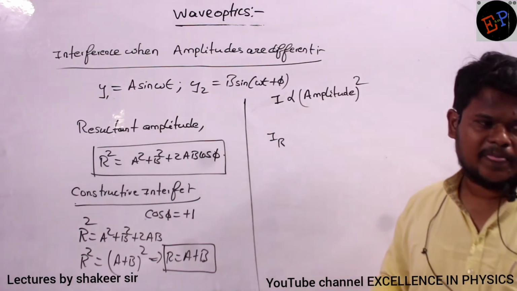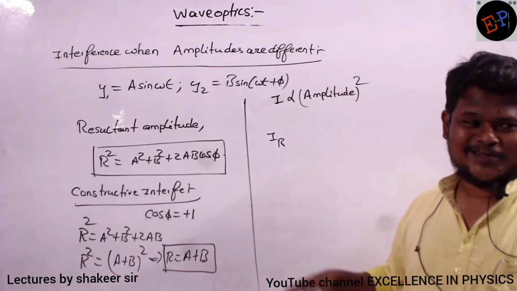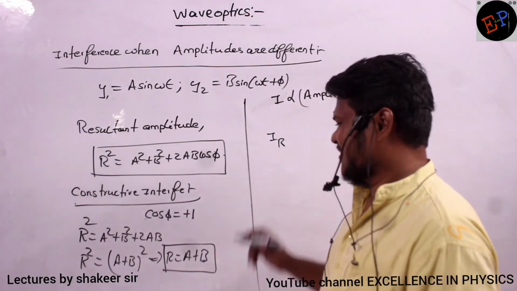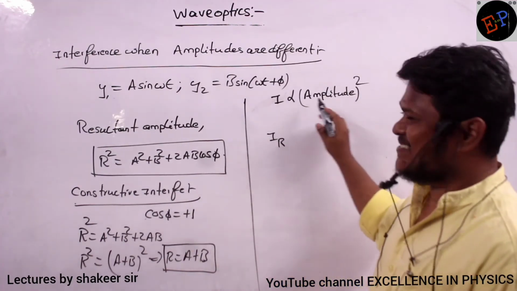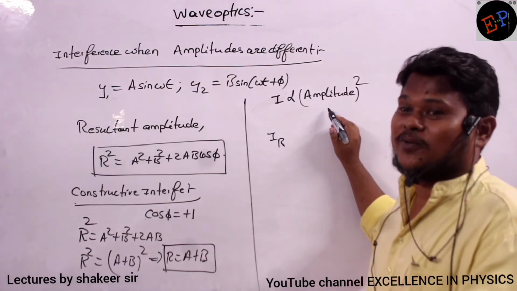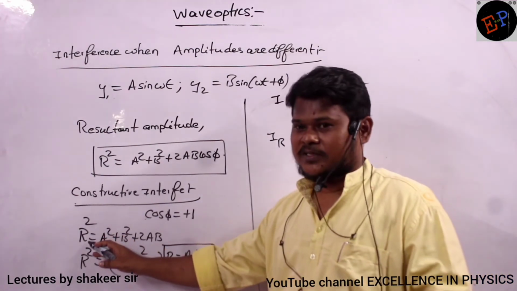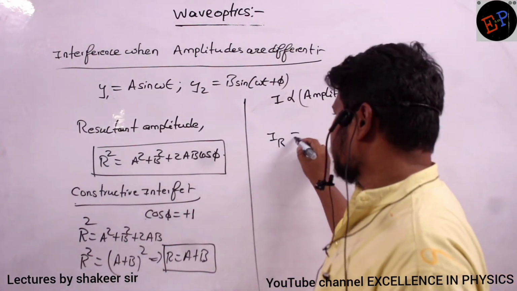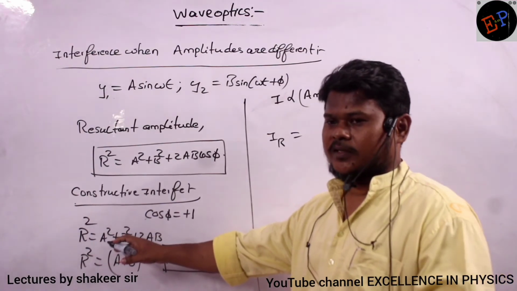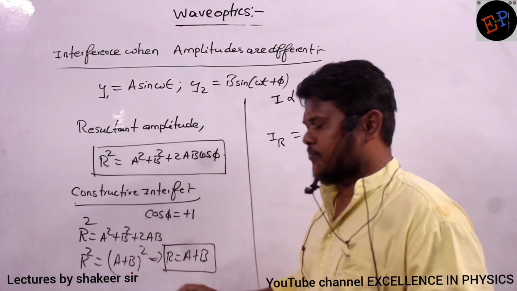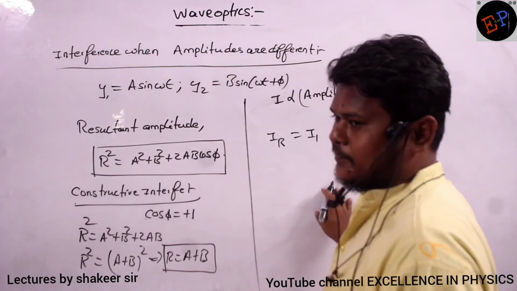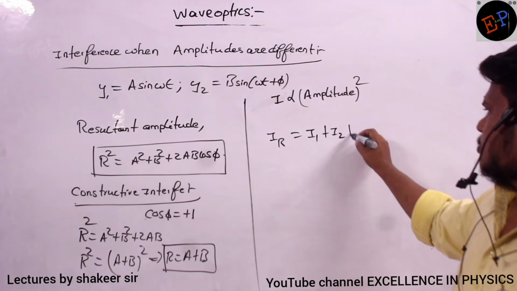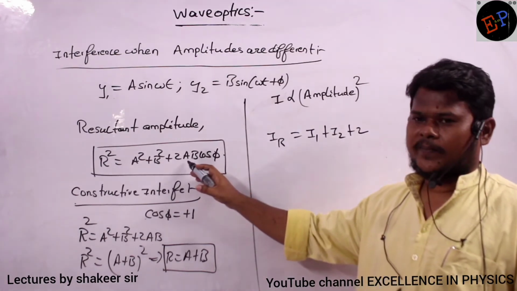Can I write? Good logic. Clear? So intensity is directly proportional to amplitude square, no? So here already square is present. So I will write intensity, IR, resultant intensity. So this is equal to, instead of A square, what is A? Amplitude of the first wave. So intensity of the first wave is I1. Clear? Intensity of the second wave is I2 plus 2. Instead of A?